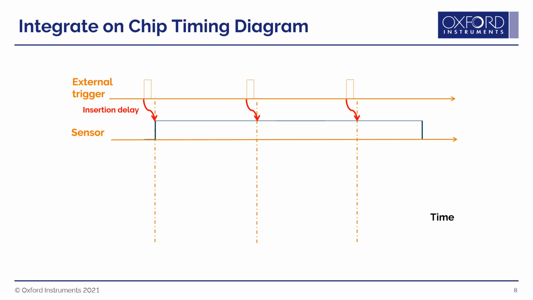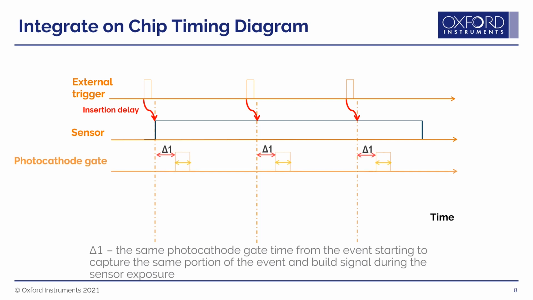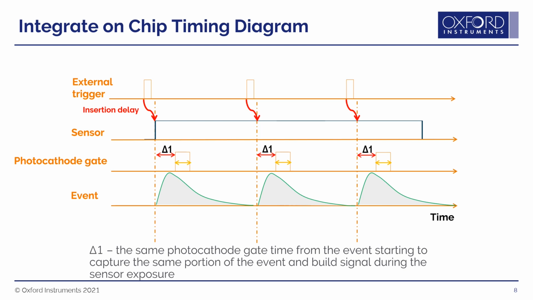But what we can also do is set our sensor exposure time to be particularly long, such that we have several external trigger events falling within the span of the sensor's exposure. This then means we can trigger our photocathode at the same delta time interval relative to the external trigger pulse. If it's the same event every single time it repeats, we can capture an image at the same time, temporally and spatially, of this event.